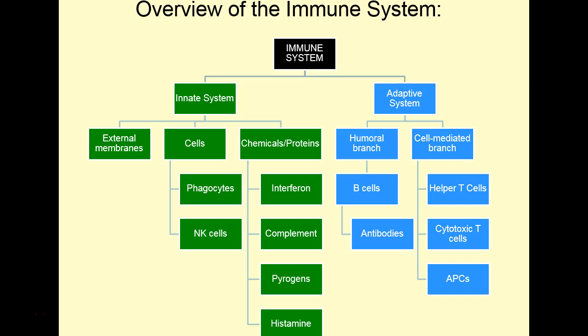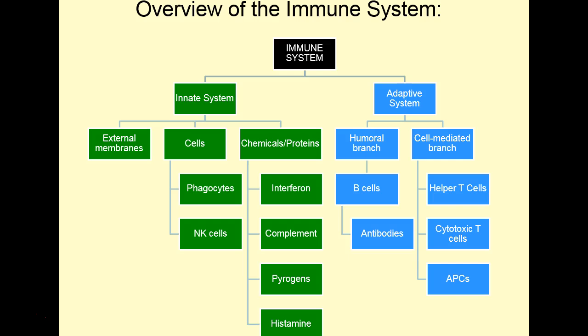The first thing that you'll notice is that the immune system has two branches. The innate, which includes everything in green, and the adaptive, which includes everything in blue. These two branches are separate from each other, but work together to defend us from pathogens.